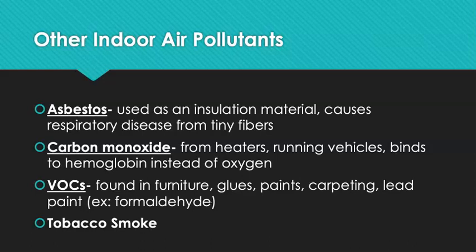So if you are not having oxygen brought throughout your body to all of your cells by the hemoglobin in your blood, it kind of suffocates you internally. VOCs, so your volatile organic compounds, which are found in furnitures, glues, paints, carpeting, and lead paint. These can be carcinogenic. They can be a lung irritant. So any strong smells. So for example, if you've ever used not really a school glue, but like an industrial kind of strength glue, and that strong smell that comes off of it, those are all VOC chemicals. And then also tobacco smoke.